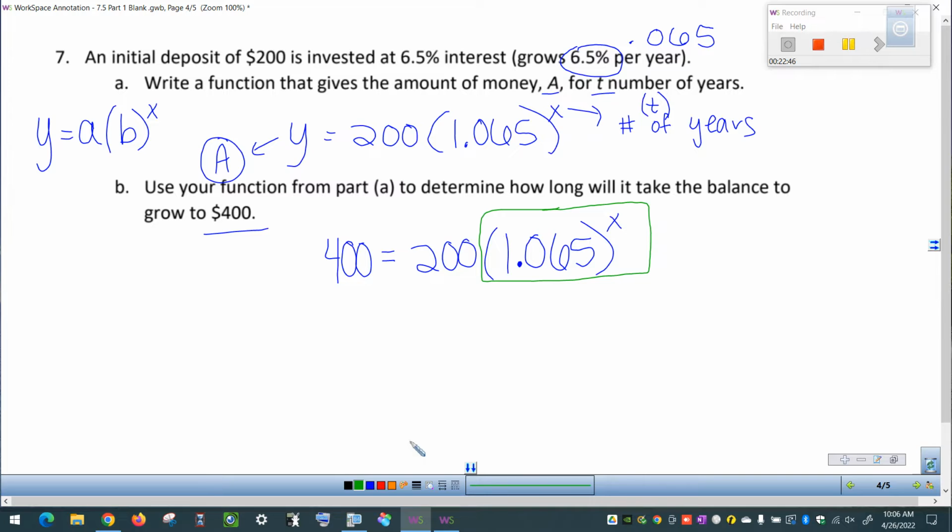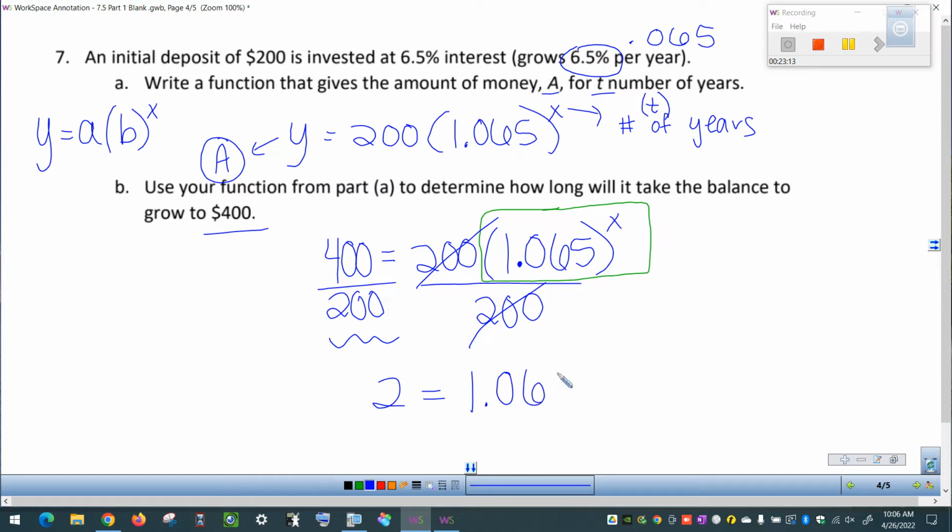What can we do there, Chris? Divide both sides by 200. Perfect. We'll go ahead and divide it out. That 200 is being multiplied in front, so to get rid of that, we're going to divide. So that 400 divided by 200 works out really nicely to be 2.